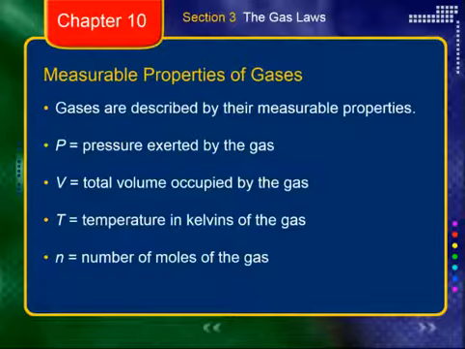Then we have volume, represented by a capital V. It is the total volume occupied by that gas. We have capital T, which is going to be the temperature in kelvins of that gas. And yes, kelvins is a temperature scale, and we do not say degrees Kelvin. In the same way that we say degrees Celsius or degrees Fahrenheit, we simply say 273 kelvins.